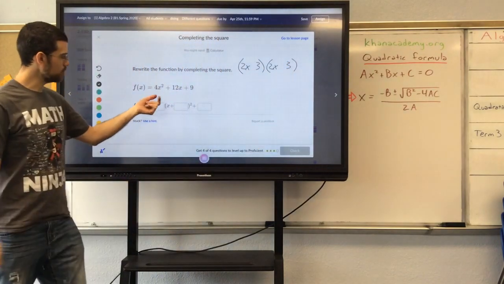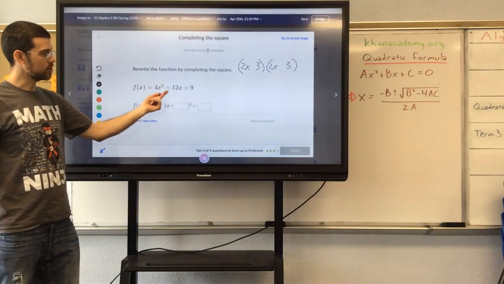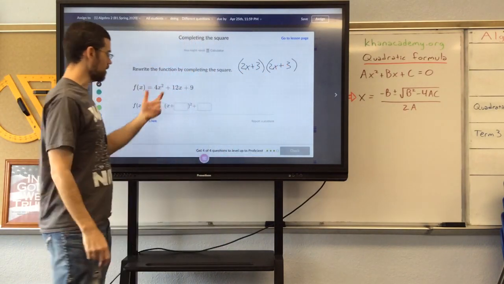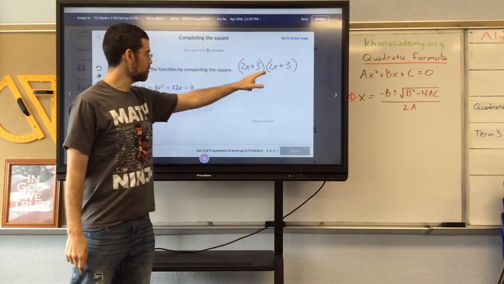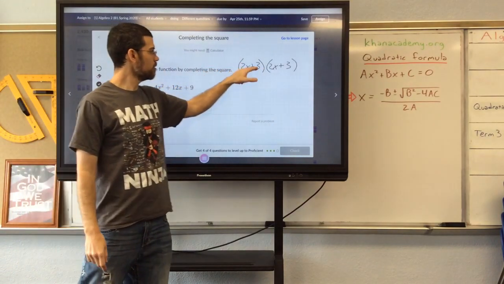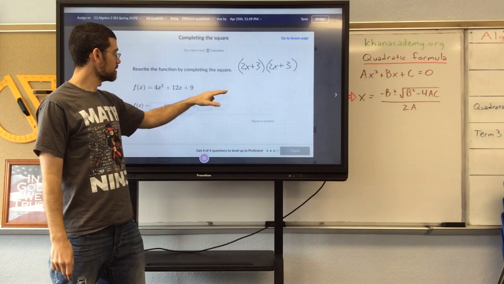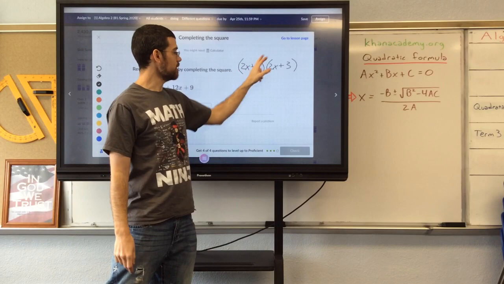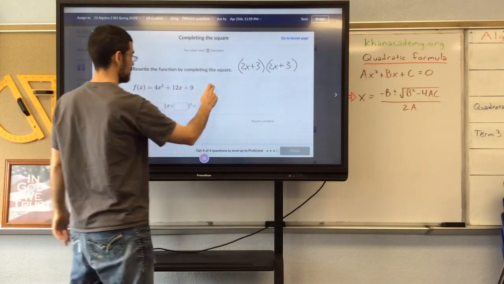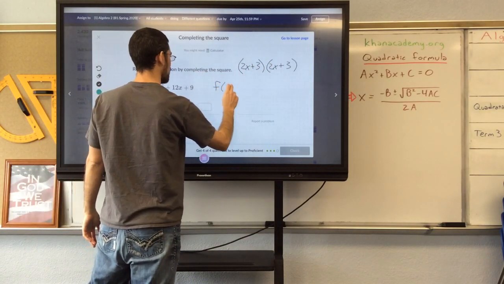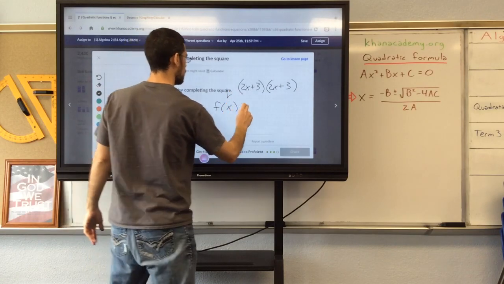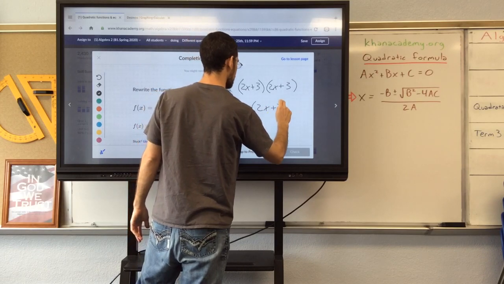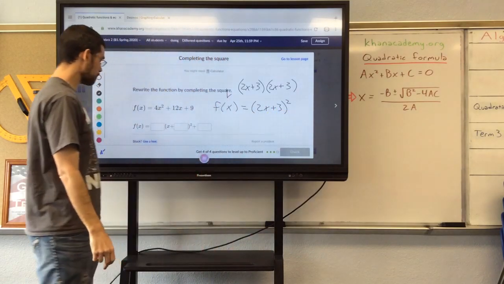And then the sign in between would have to be the same as the middle sign because we're adding these numbers together to get our middle term. So 2x times 2x is 4x squared. 3x times 2x is 6x. Plus another 6x is 12x. And then 3 times 3 is 9. So this actually is identical. So f of x equals 2x plus 3 squared.